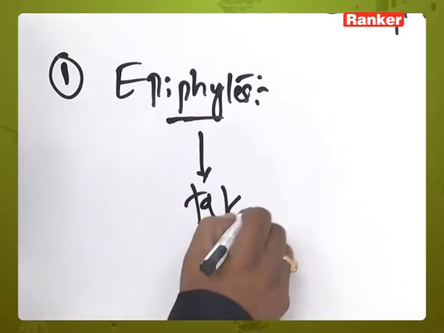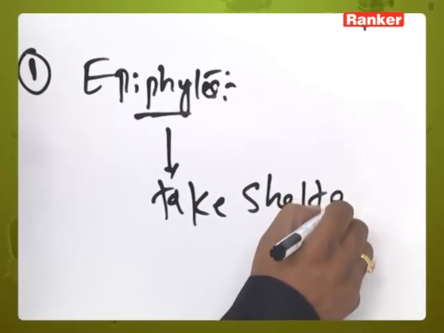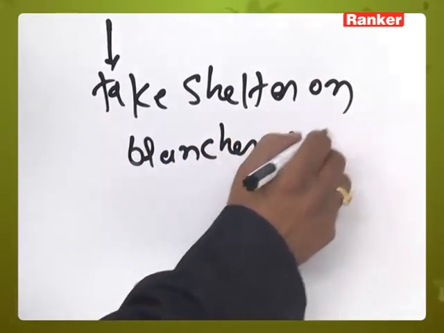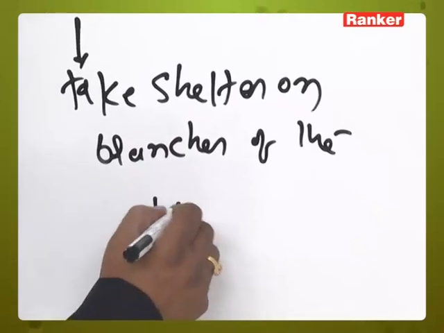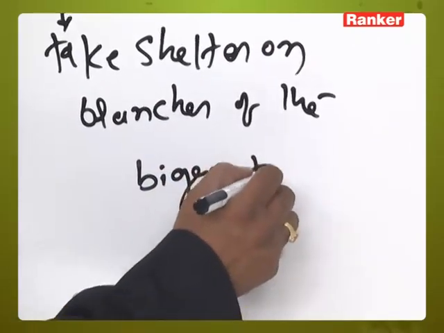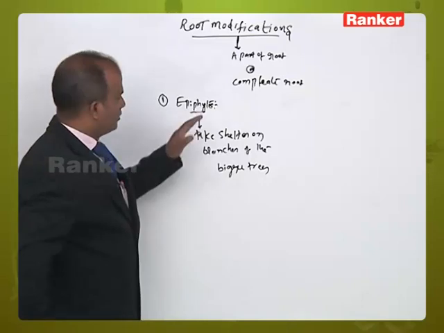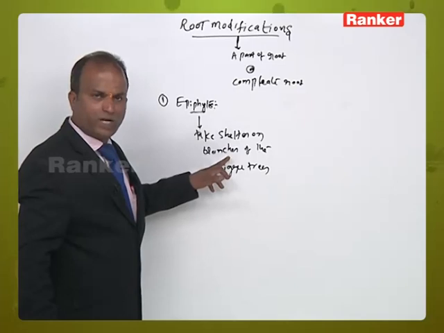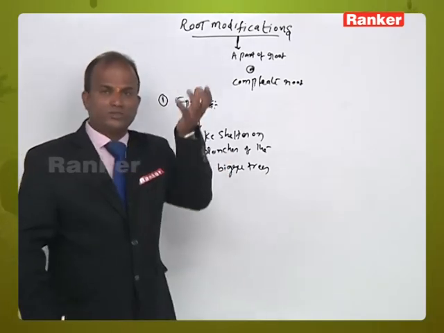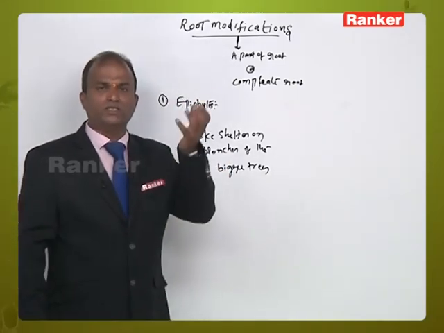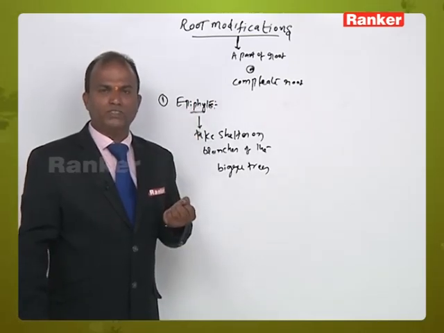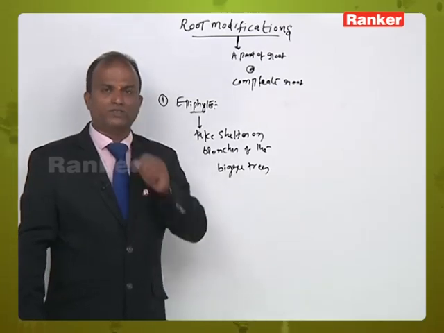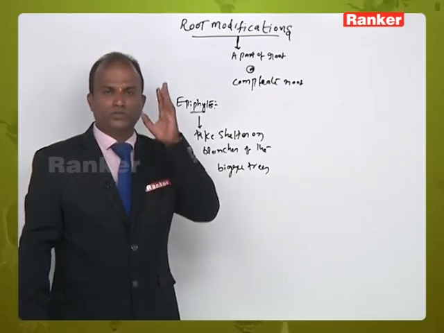Where do they take shelter? They take shelter on the branches of the bigger trees. In order to overcome that, these epiphytes take shelter on the branches of the bigger trees to receive a sufficient amount of sunlight, so that they can prepare their own food materials by means of a process known as photosynthesis.